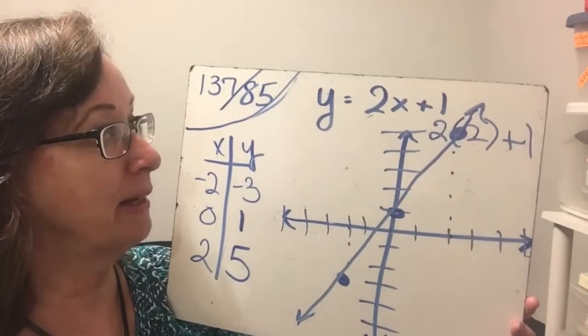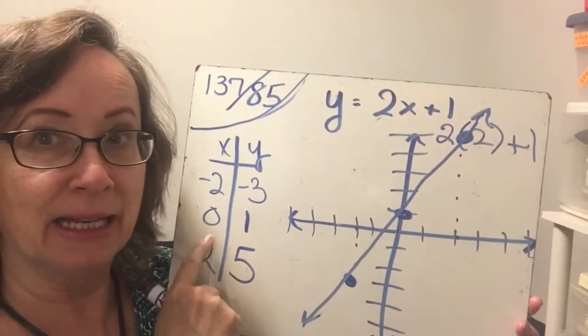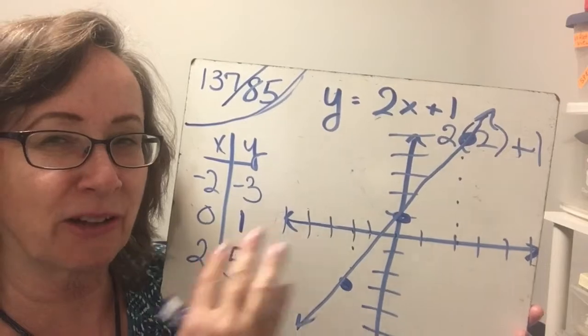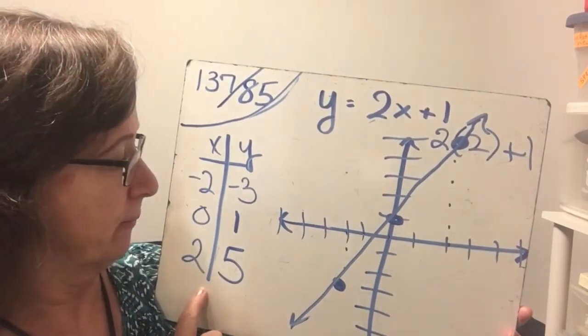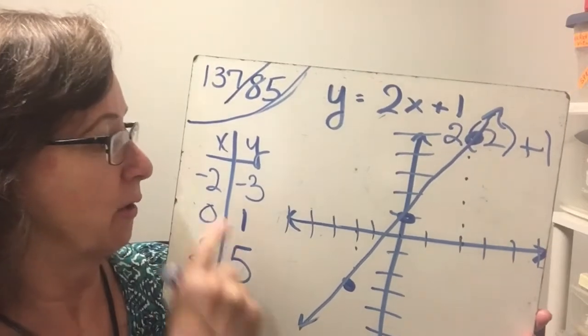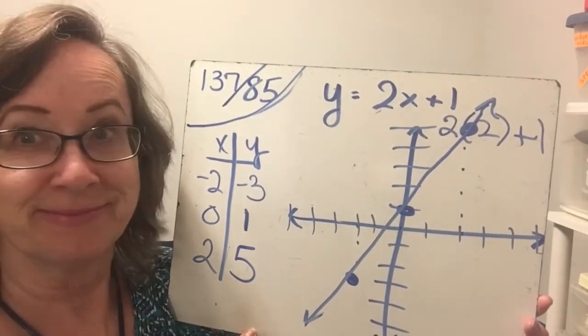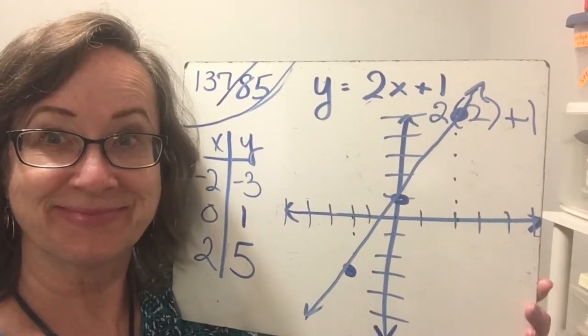So all we're doing is looking at our equation, plugging in 3 different x values that are kind of spread apart a little bit, finding the y values that go with them, graphing each ordered pair, and then drawing a line.